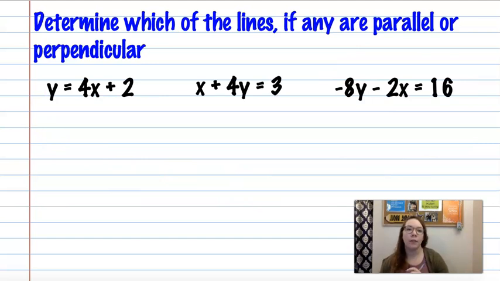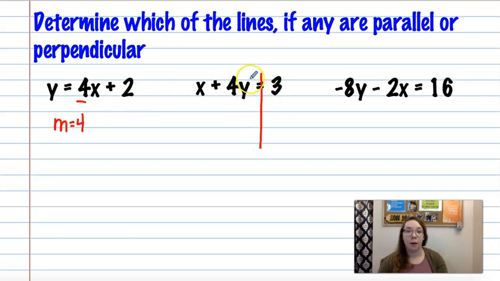Determine which of the lines, if any, are parallel or perpendicular. So we have to find their slopes. And in equations, here this is in slope-intercept form. I know my slope is in front of x, but that's only true if my y is isolated. So we're going to have to rearrange the other two, it looks like. So for this one, my slope is 4.